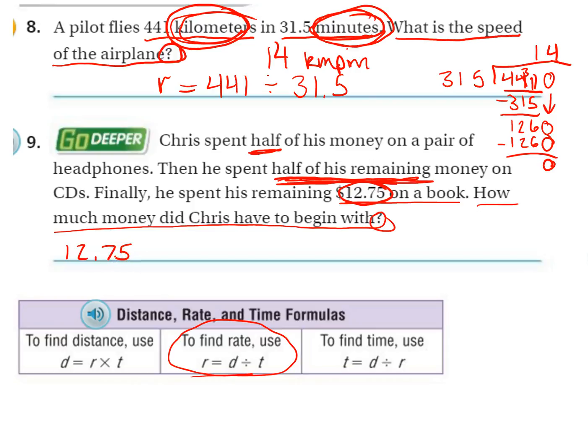$12.75. And that was half of his remaining money before. So to go backwards, I need to do the opposite. So I'm going to times that by 2. 2 times 5 is 10. 2 times 7 is 14, plus 1 is 15. 2 times 2 is 4 plus 1 is 5. 2 times 1 is 2. So 25.50.